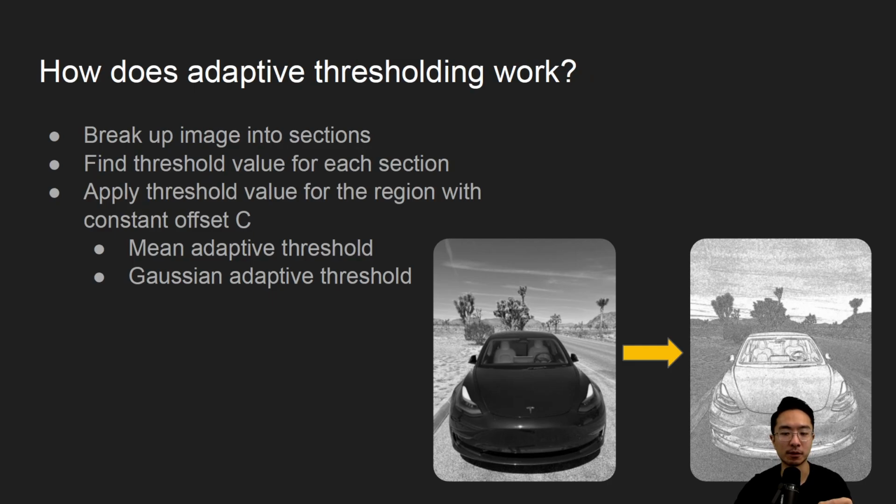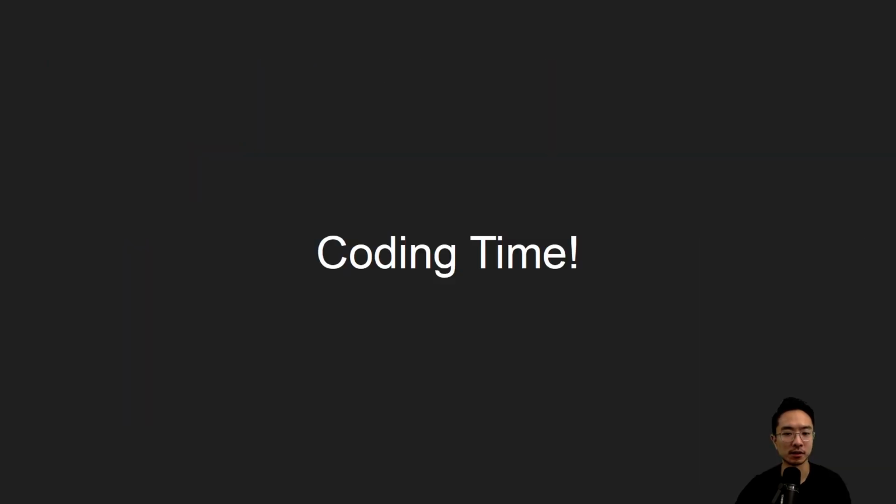So how does adaptive thresholding work? The way it works is it breaks up the image into sections, and for each section, it'll find a threshold value and apply it to that section, and there's going to be some offset C that we'll be applying, as you'll see in our coding example. There are typically two methods: the mean adaptive and the Gaussian adaptive. What that means is you're going to be doing the mean versus a Gaussian. It's pretty similar to the filter concepts that we talked about. Okay, so that's pretty much the idea. So let's go ahead and jump straight into the coding.